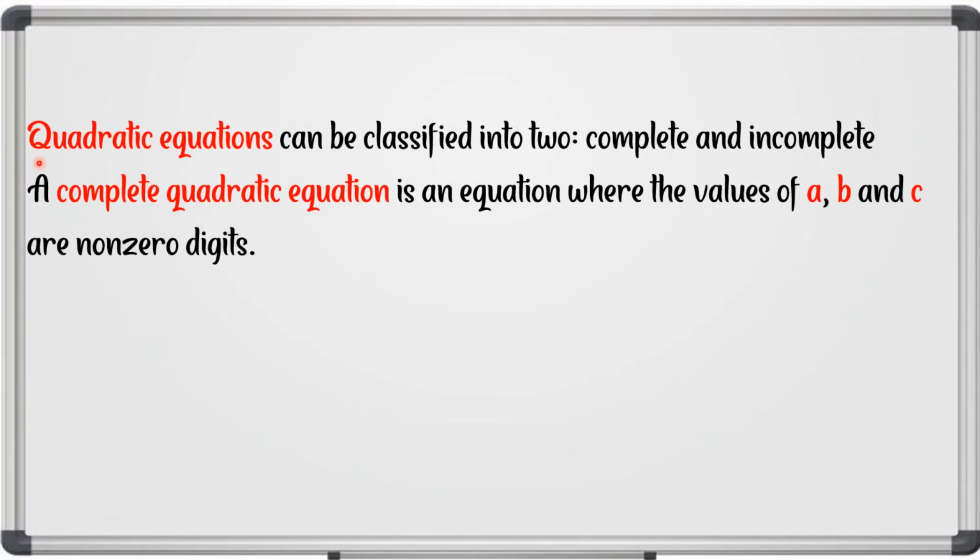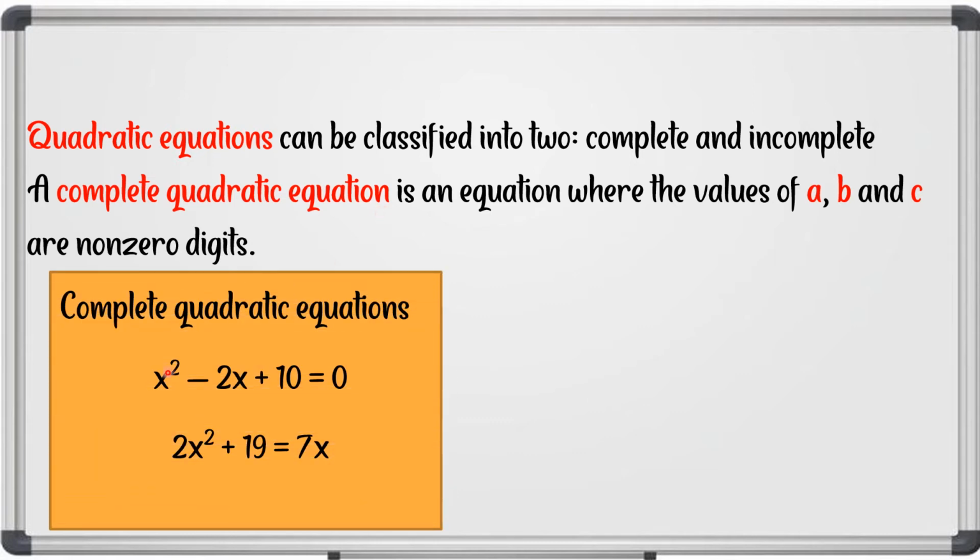A quadratic equation can be classified into two, complete and incomplete. A complete quadratic equation is an equation where the values of a, b, and c are non-zero. Let's have two examples. x squared minus 2x plus 10 equals 0, and 2x squared plus 19 equals 7x. In the given, we have the squared term. Next, the linear term, and the constant term.